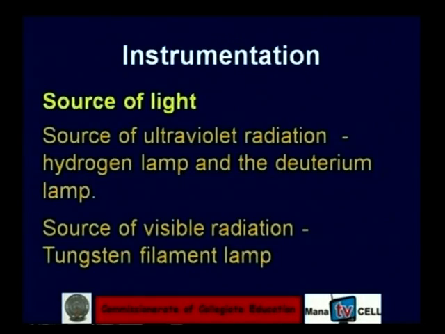Coming to the source of light, basically sources of light are of two types. The first one is the source of ultraviolet radiation and the other is the source of visible radiation. For ultraviolet radiation, hydrogen lamps and deuterium lamps are commonly used. For visible radiation, tungsten filament lamps are commonly used.